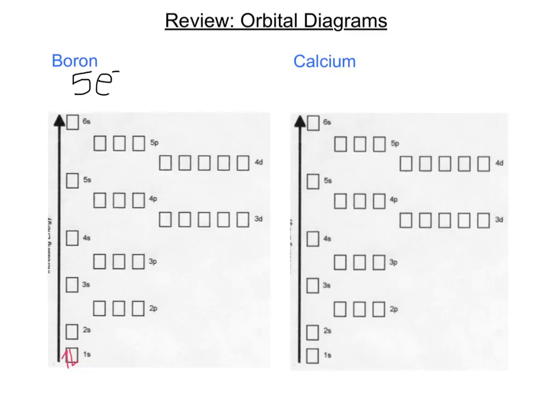So I'm going to go on to the 2s. 1, 2. And now I have 4 electrons, and I have 1 more electron left for boron. And we'll put that in the next energy level. And there's my 5.